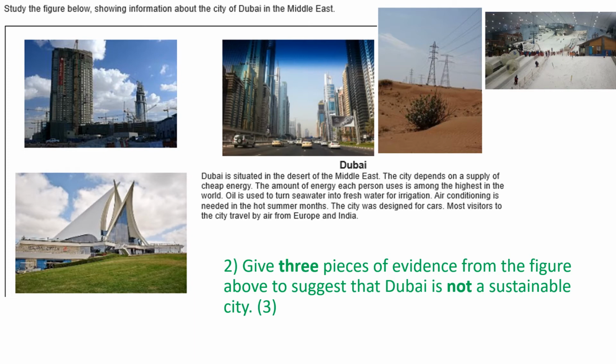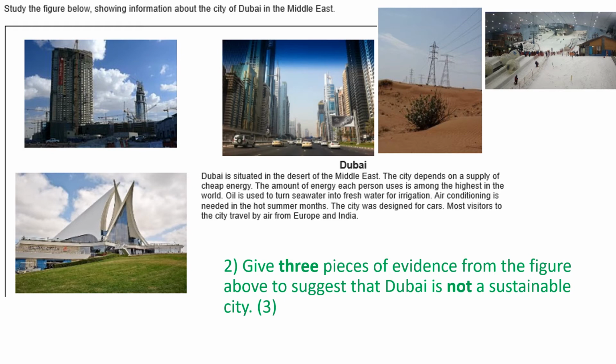Oil is used to turn seawater into fresh water for irrigation. Now remember, oil is a fossil fuel and it produces carbon dioxide when it's burned, which is a greenhouse gas. So it's bad to use oil, and that's what they're using. They're also turning seawater into fresh water because they don't have a freshwater supply because it's a desert. They're using that water for irrigation and for drinking and just the general running of the city, I should imagine. Air conditioning is needed in the hot summer months. Now think about it. Air conditioning requires energy, and again, that energy will come from burning oil.